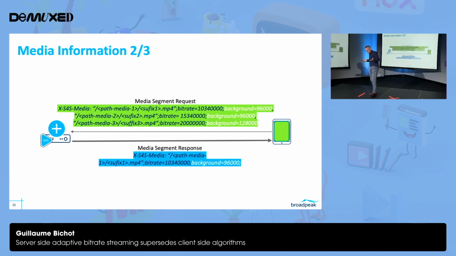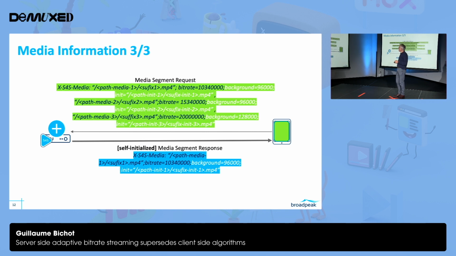The player also has the opportunity to join information about how much the backgrounds use in terms of bit rates, in terms of bandwidth. Backgrounds represent the audio, subtitling, whatever consumes some extra bandwidth, right?